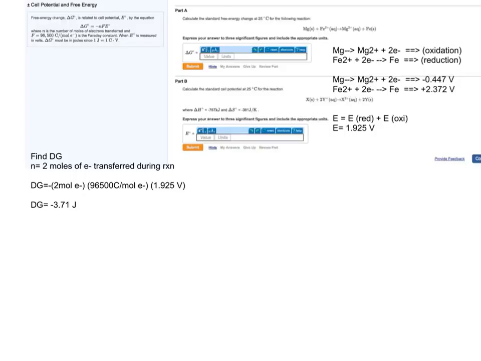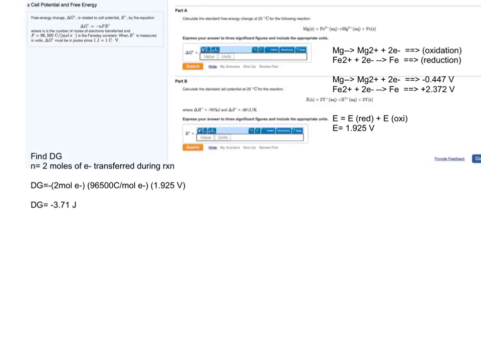This problem is dealing with cell potential and free energy. Free energy change, or delta G naught, is related to the cell potential, E naught, by the equation delta G naught is equal to negative NF E naught, where N is the number of moles of electrons transferred, and F is a constant, in this case 96,500 coulombs per mole of electrons.